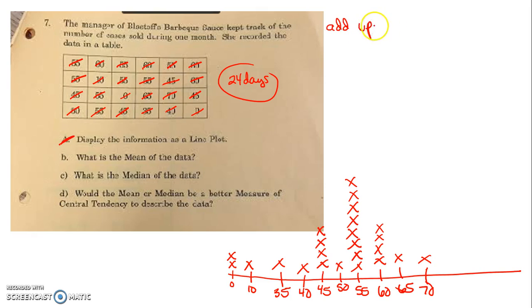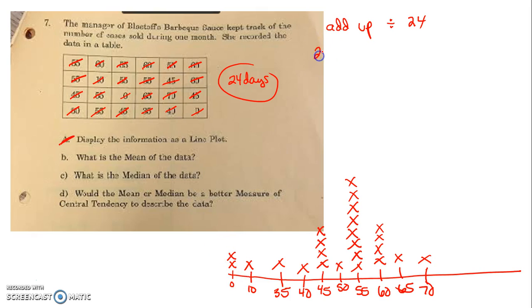Add up all of the data, and then you'll divide by your number of pieces of data. There's 24 pieces of data there, so we've got to add all of these up. Okay, a quick way to add these up: see how there's 2 zeros?